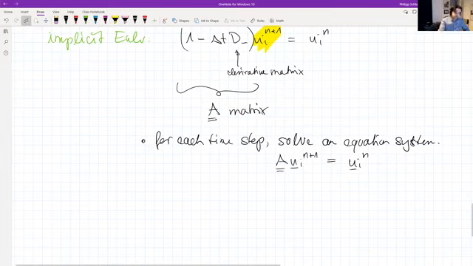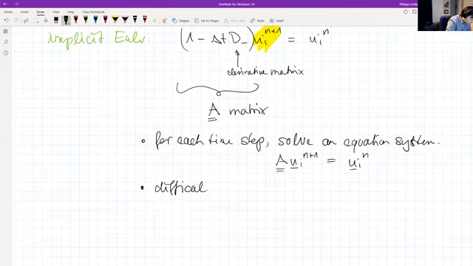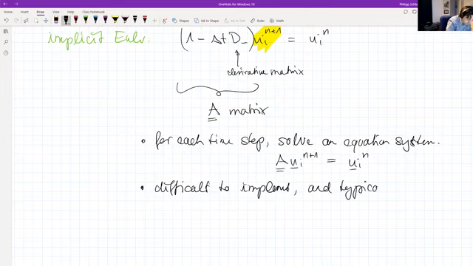So if I write that down, this of course is more difficult to implement, and typically more expensive to solve.